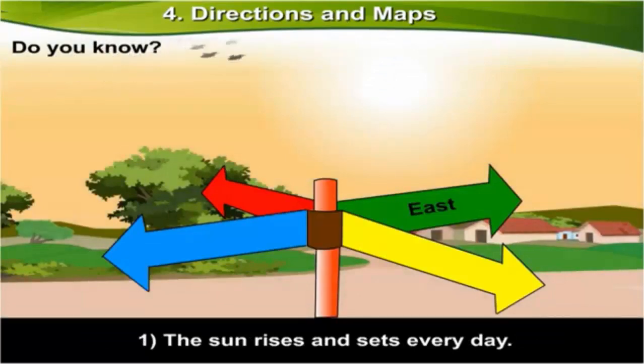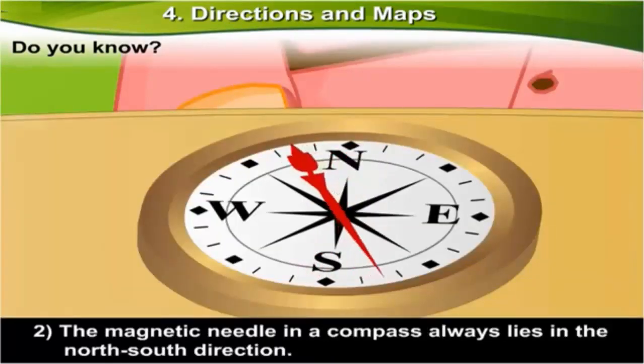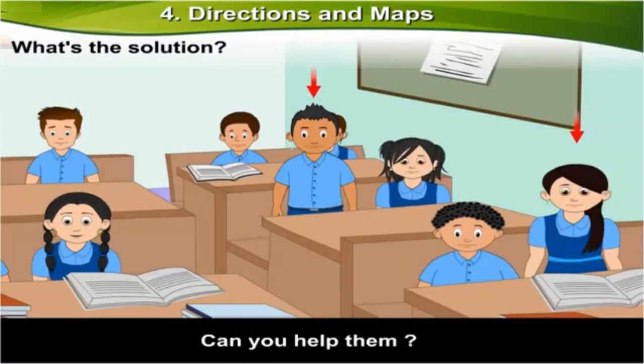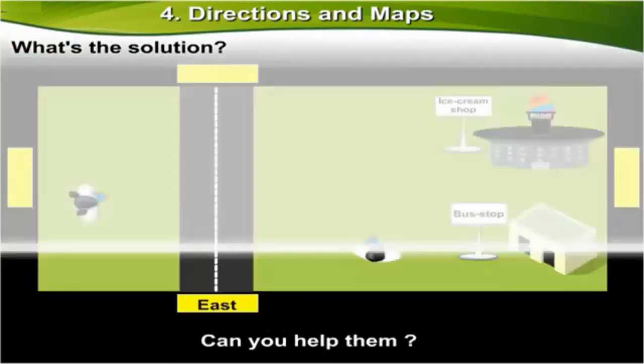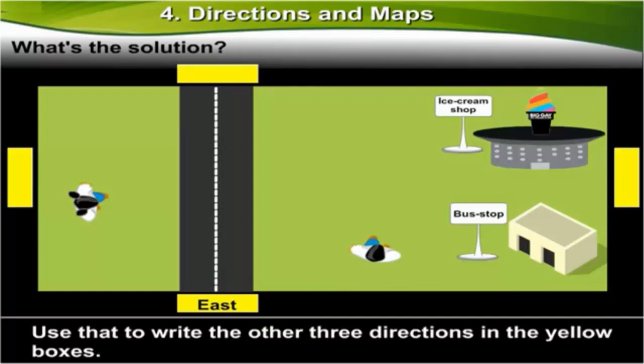Number 1. The sun rises and sets every day. That is why the sun is used to determine the directions. Number 2. The magnetic needle in a compass always lies in the north-south direction. What's the solution? Sai and Abhay have been asked to solve this problem. Can you help them? A. In this picture, the east is marked. Use that to write the other 3 directions in the yellow boxes.